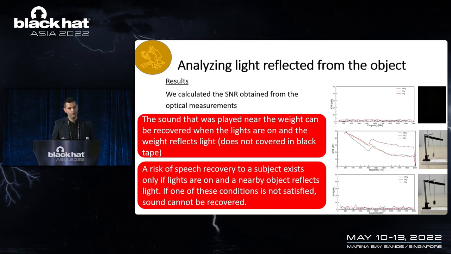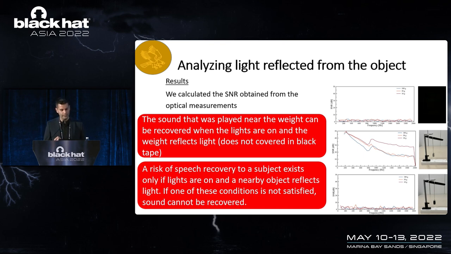Okay, now let's see the results. Based on the measurements obtained from each of these three experiments, we computed the signal to noise ratio. As you can see, the sound that was played near the weight can be recovered from the experiment that was conducted when the lights were on and the weight wasn't covered in black tape. You can see how the signal to noise ratio is positive. This is the picture in the middle. This corresponds to a risk for speech eavesdropping. You can recover sound that is played near an object.